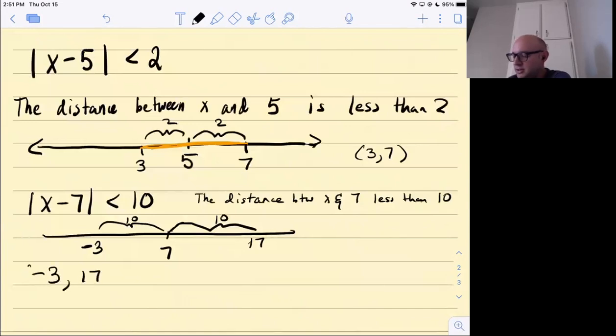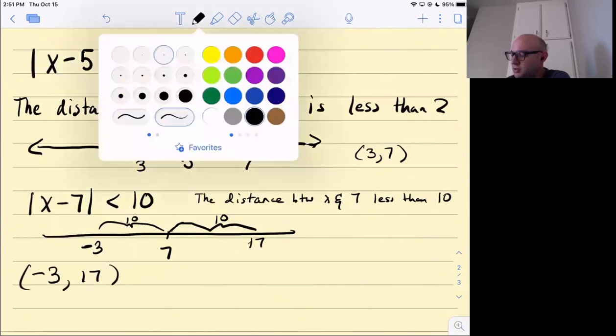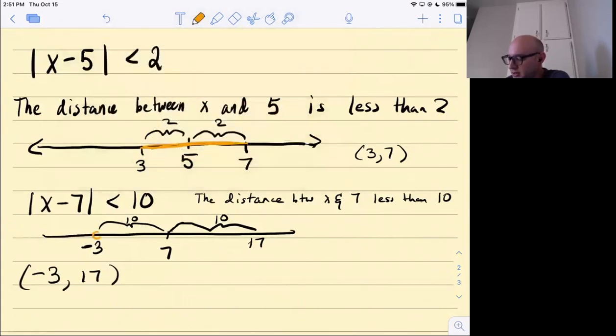So the answer is -3, 17. You can be anywhere you want, but you can't be exactly at the boundary because it's strictly less than. So you have to be within the boundary, and you can be anywhere in between that range.